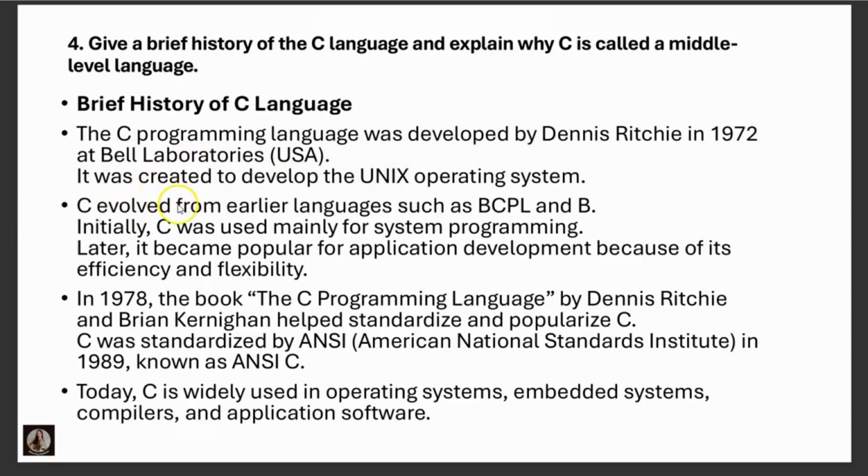Clear? C evolved from earlier languages such as BCPL and B. Initially C was used mainly for system programming, and later on it became popular for application development because of its efficiency and flexibility. These are the two main features of C programming, and these are the advantages also.